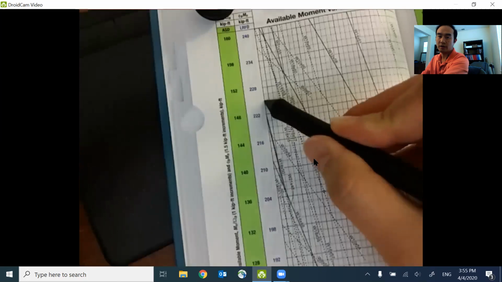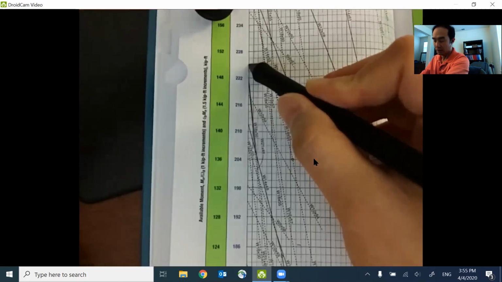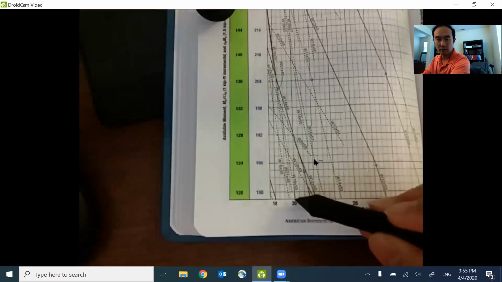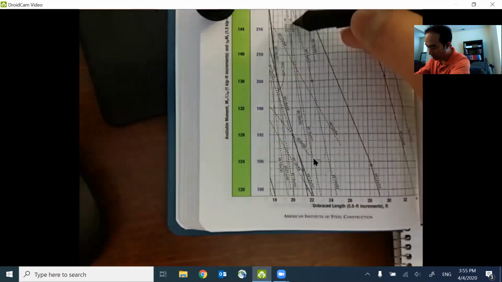All right, so here is 148, 9, and 10. So this is the tick for 150, and we have to look at the intersection with our unsupported length of 20 feet. So 20 feet is here. So we're going to go up with the 20 feet up to 150. So this is going to be the intersection point.